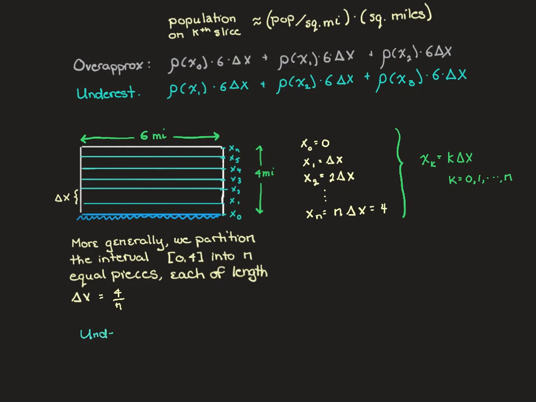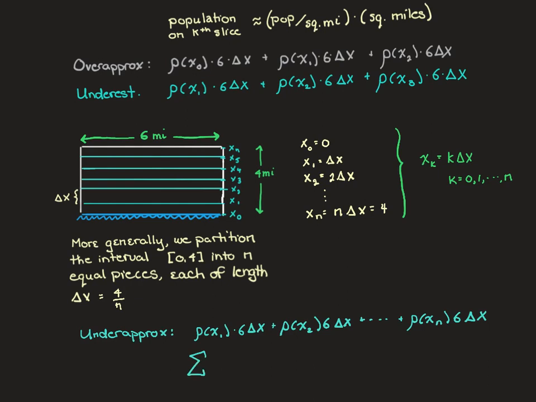So what we're going to do in every slice is take the farthest distance from the ocean. Basically, I'm just saying in the first slice, it's rho of x sub 1 times 6 delta x, then rho of x sub 2 times 6 delta x for the second, all the way up to the nth slice, which is rho of x sub n times 6 delta x. So still it's density times area is population.